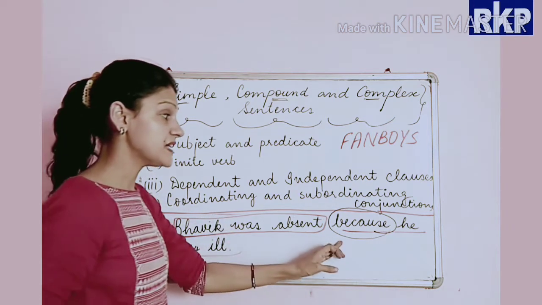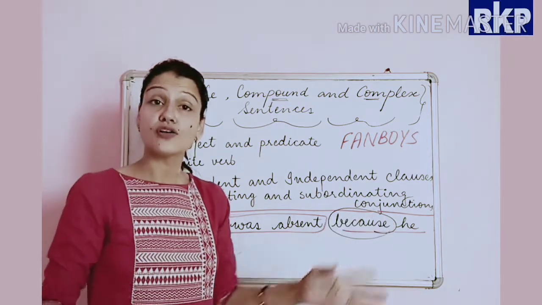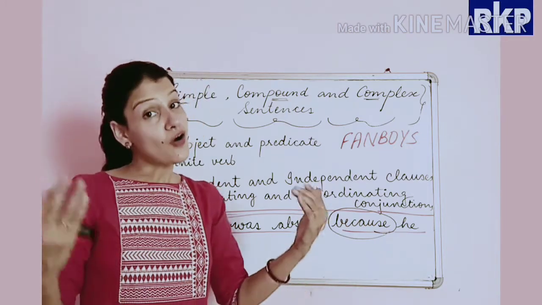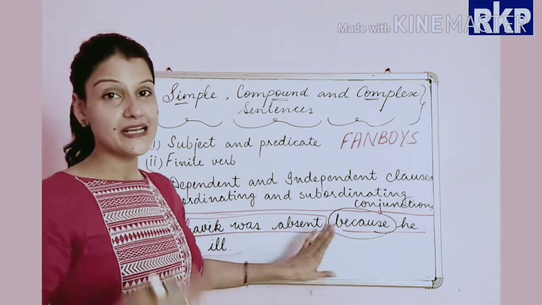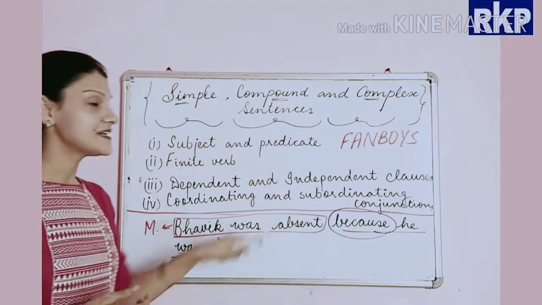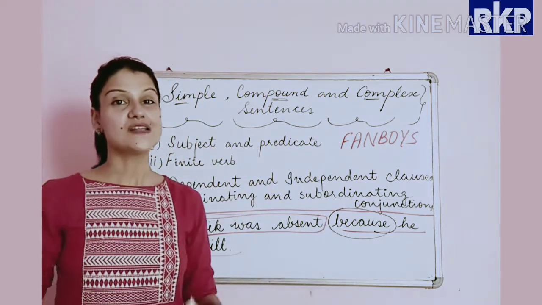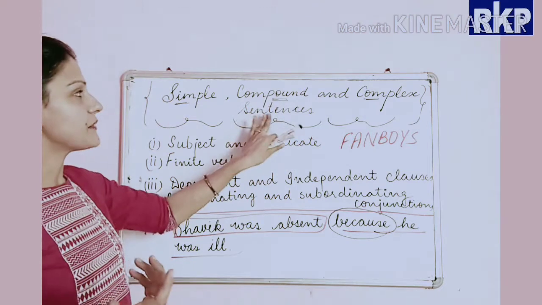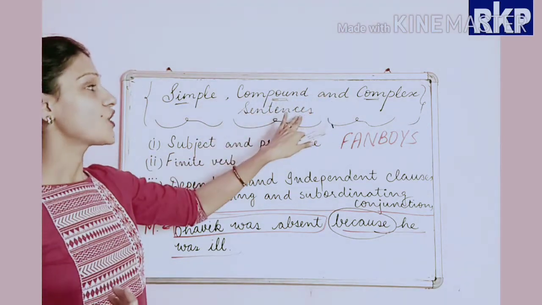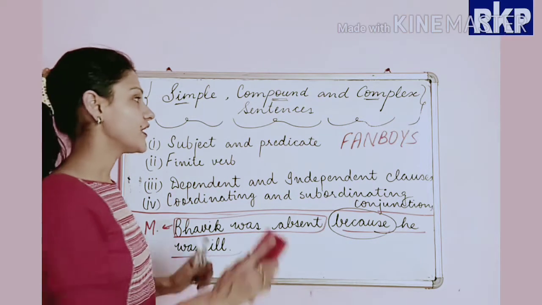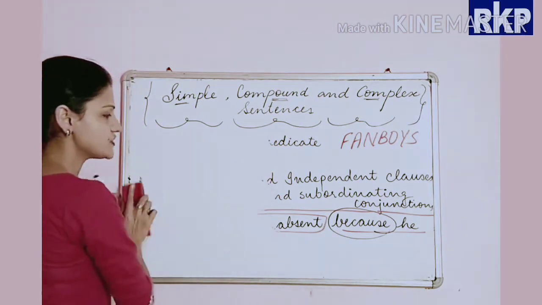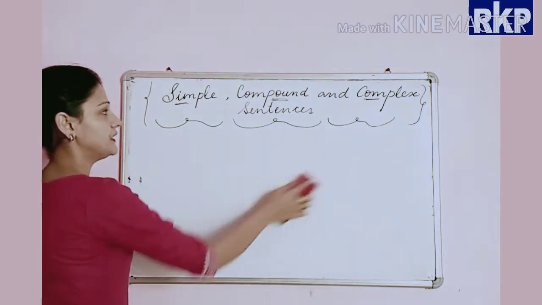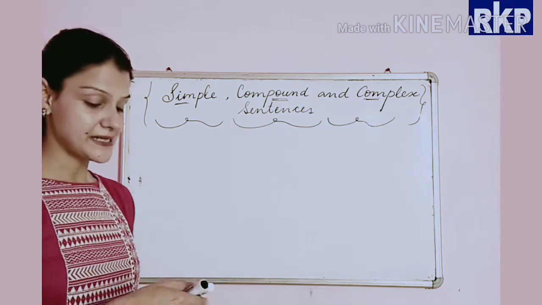Okay, so there are many subordinating conjunctions like because, although, when, if. Alright, so all these are subordinating conjunctions. I hope after discussing all these things, we are all set to proceed towards our main topic, that is simple, compound and complex sentences. Very good. Now, first we will discuss simple sentences.